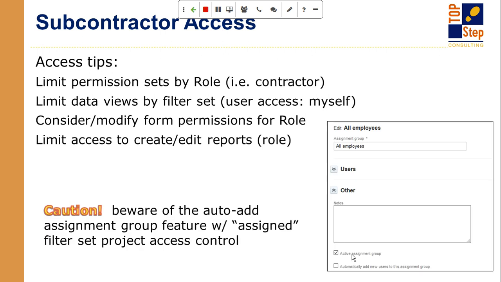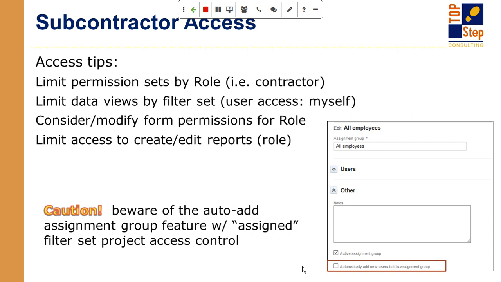The one thing I want you to be aware of, however, is there's a nice feature from an administration perspective that deals with assignment groups. And as I talked about the filter set, you can give people access to projects that they're booked and assigned to, which is a nice feature because then I can just control what they see. However, in many cases, you may have your assignment group feature set up that allows you to automatically add any new user into an assignment group. And this assignment group is typically called like all employees or all staff.